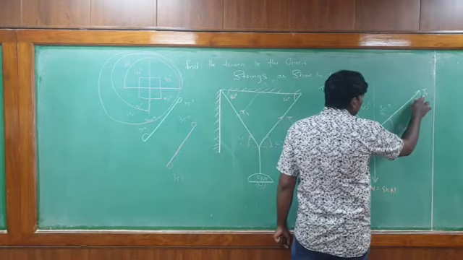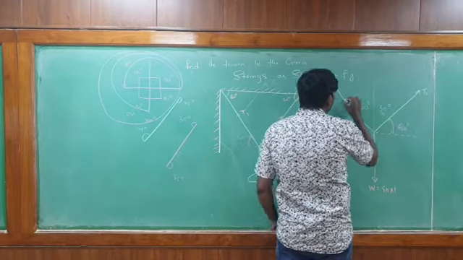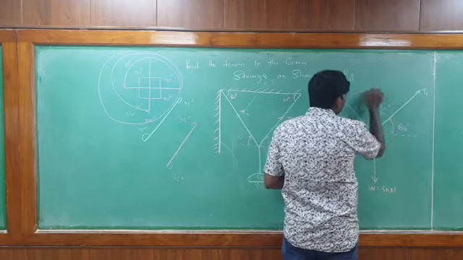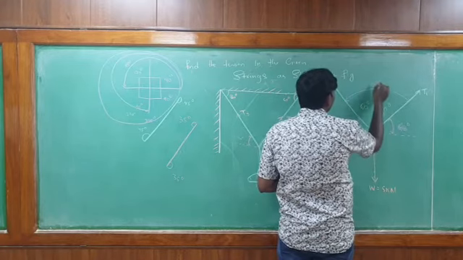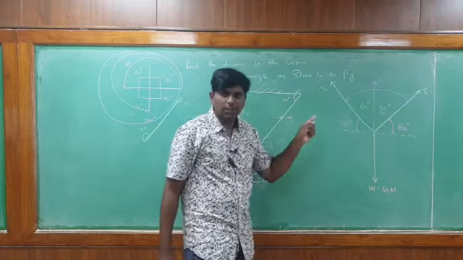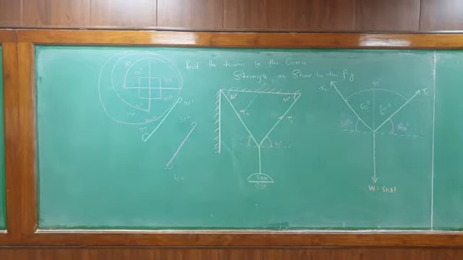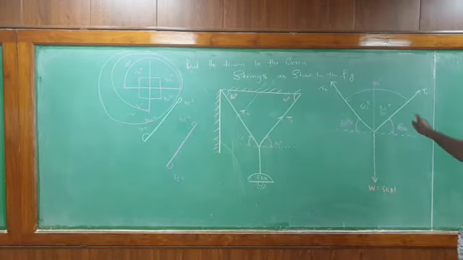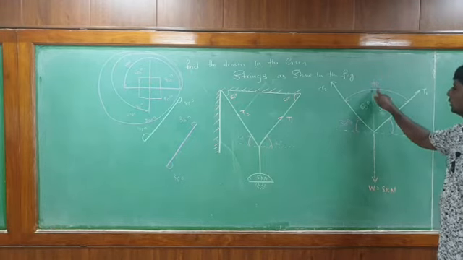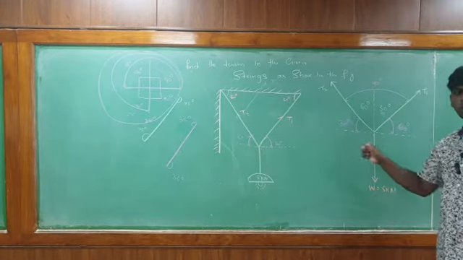After that what you have to do? You know between T1 and T2, the angle is 90. Between T1 and T2 what is the angle? 90. So, here how much angle did you get between these two? 90 degree.